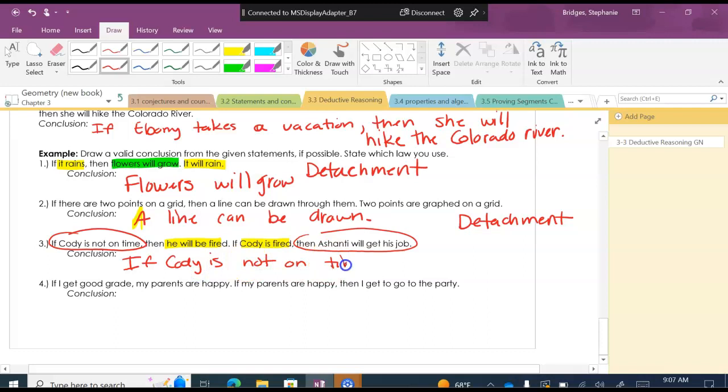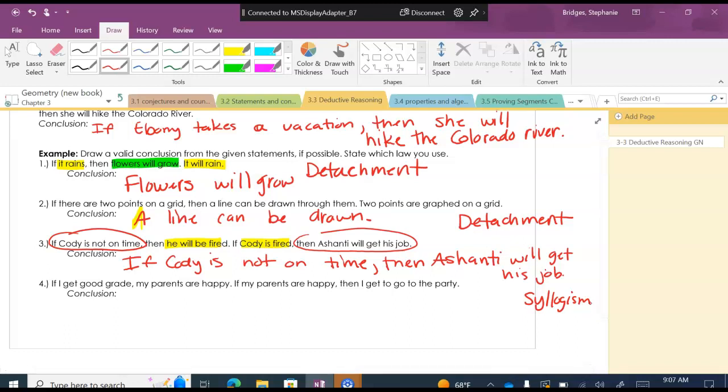Yep. Okay, that is syllogism, yes. Okay, do that last one. Read what it gives you, and then determine if you can make a conclusion, and whether it is because of detachment or syllogism.